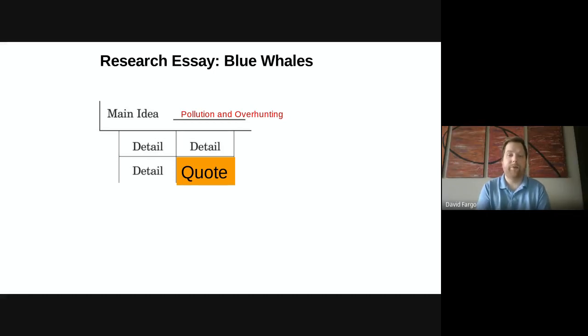That should be familiar to you because I had you do that a couple months ago now, actually. So you should be kind of familiar with this topic a little bit. Let's say that the main idea of one of your paragraphs is pollution and overhunting. So that's one of the paragraphs in your essay. And you want to make that paragraph stronger by adding a golden brick. And in this case, your golden brick, your powerful supporting detail, is going to be a quote.